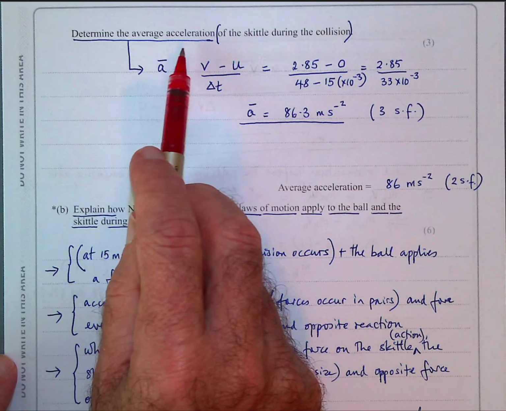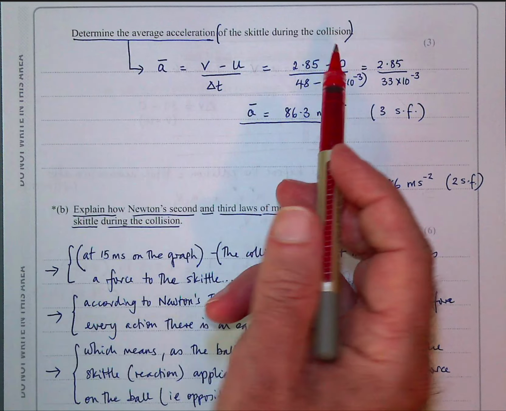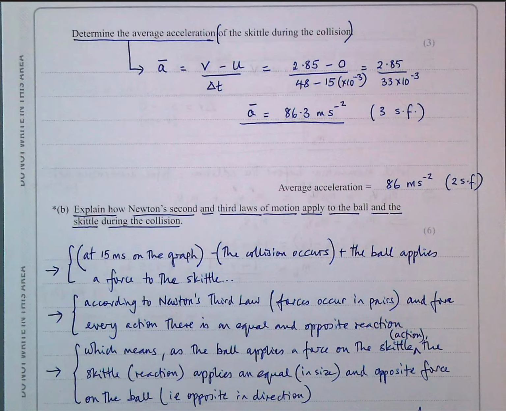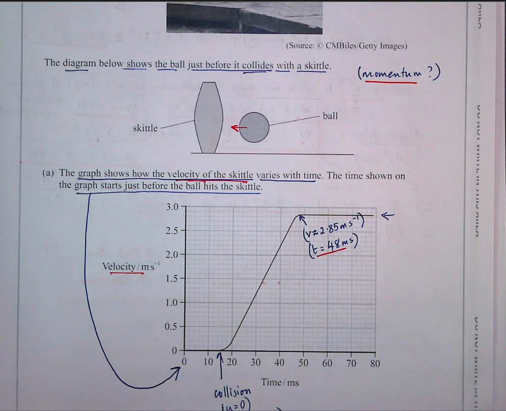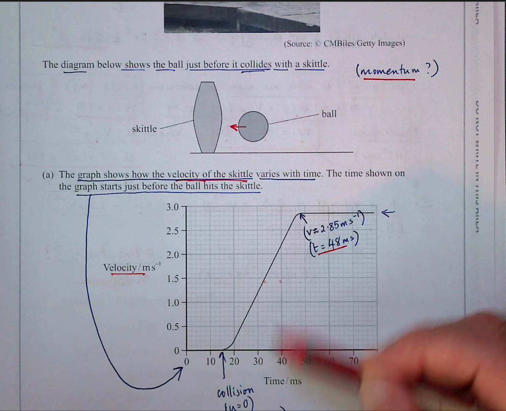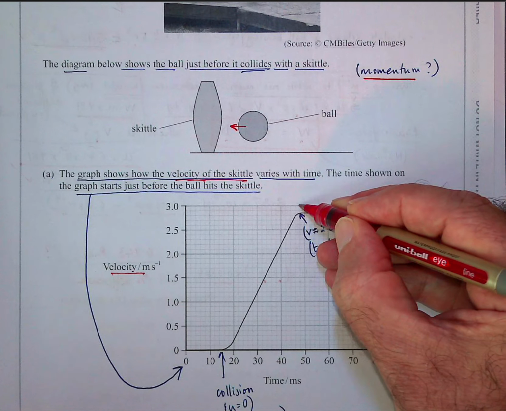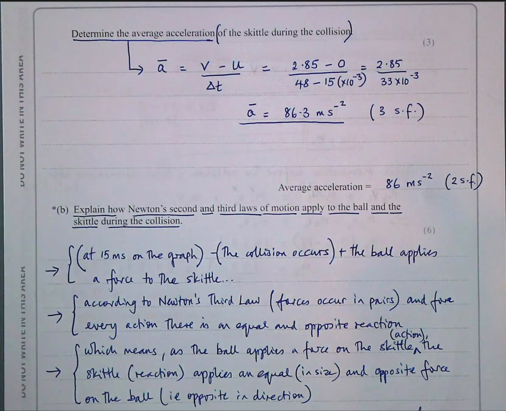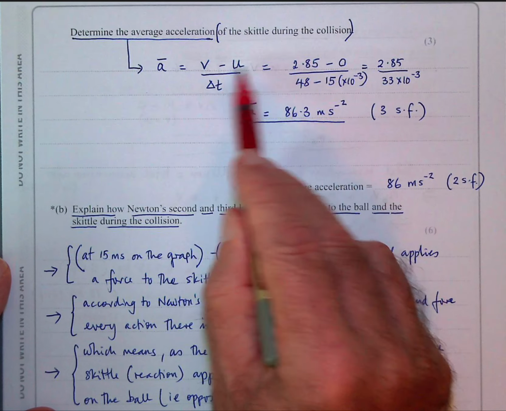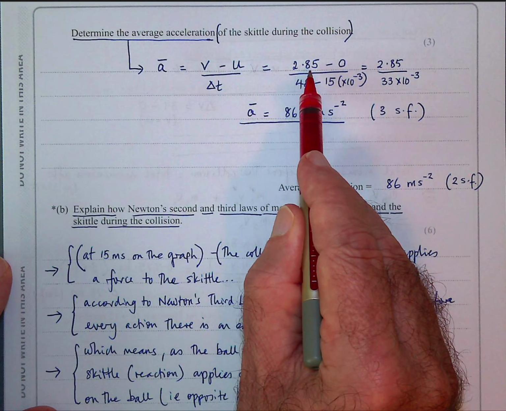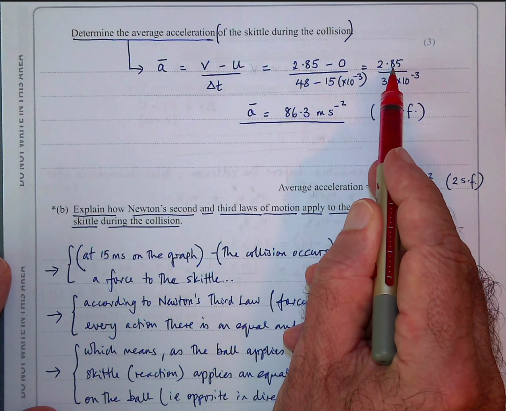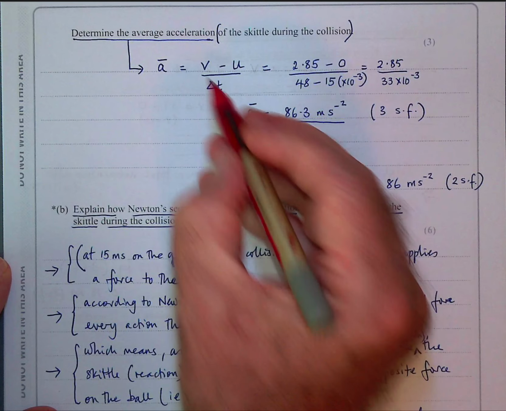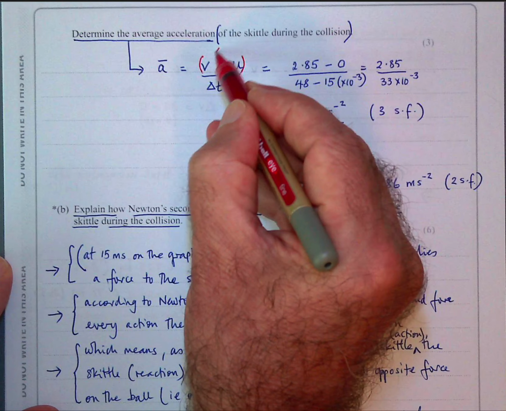They want you to determine the average acceleration of the skittle during the collision. So if the skittle collision is from the first point of contact here to here, then you need to use the full values from there to there. Okay, so once you've done that, the final velocity was 2.85 meters per second. Initially it was 0, so the change in velocity is 2.85. So you could have also written this as delta V if you wanted to.